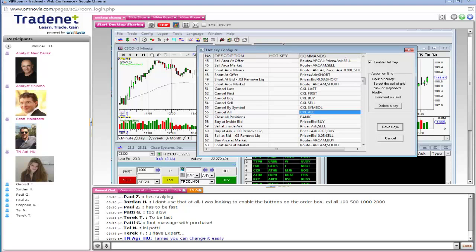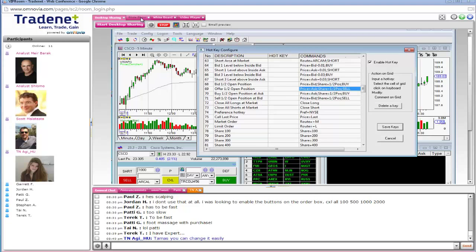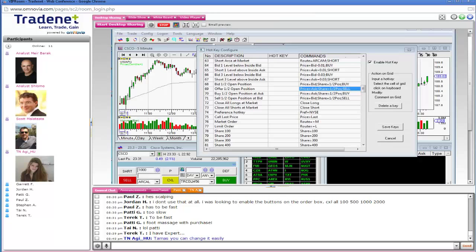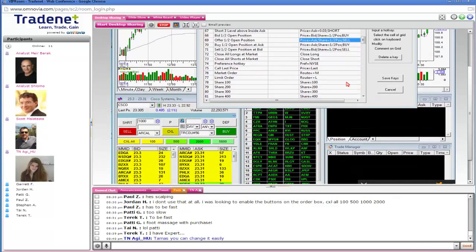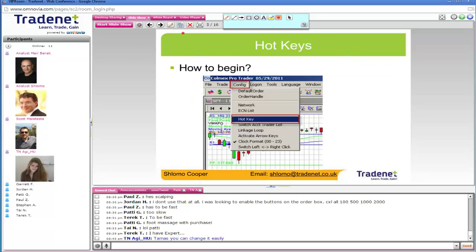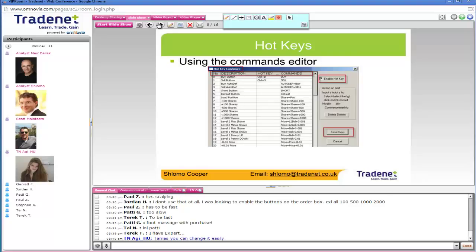Now, let's go over the slideshow and see what kind of hotkeys we can have. Colmex comes with about 120 predefined hotkeys, and we have another 5 hot buttons we are going to address in a minute in the stock box. In the stock box, I'll just show you. These are the hot buttons, and we are going to address them in a minute. Okay, so let's move on.